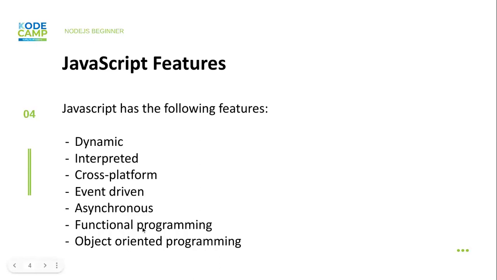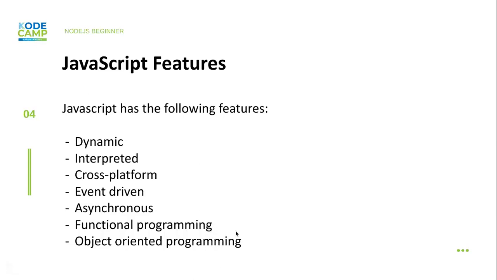Then we also have that JavaScript has a functional programming feature, which means you can write your full program just using functions. You don't need to declare objects or classes. You can just use functions to write your full program.